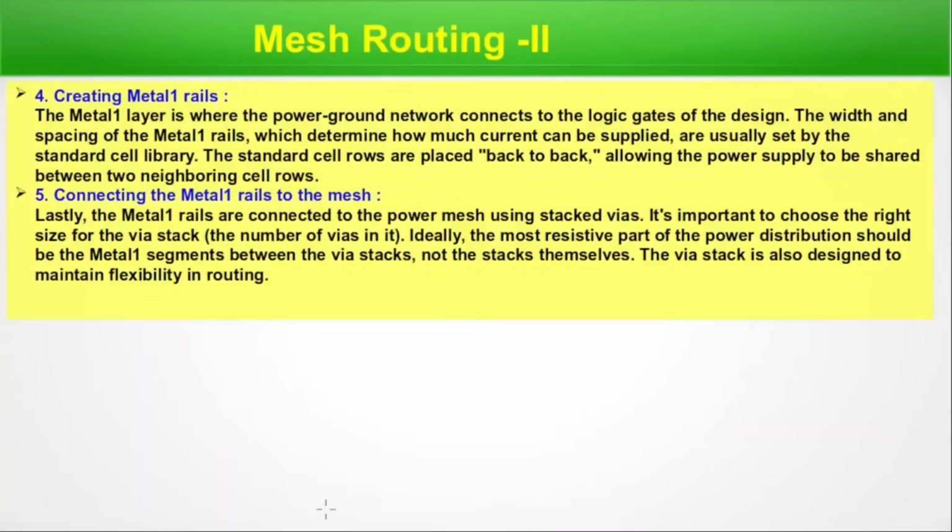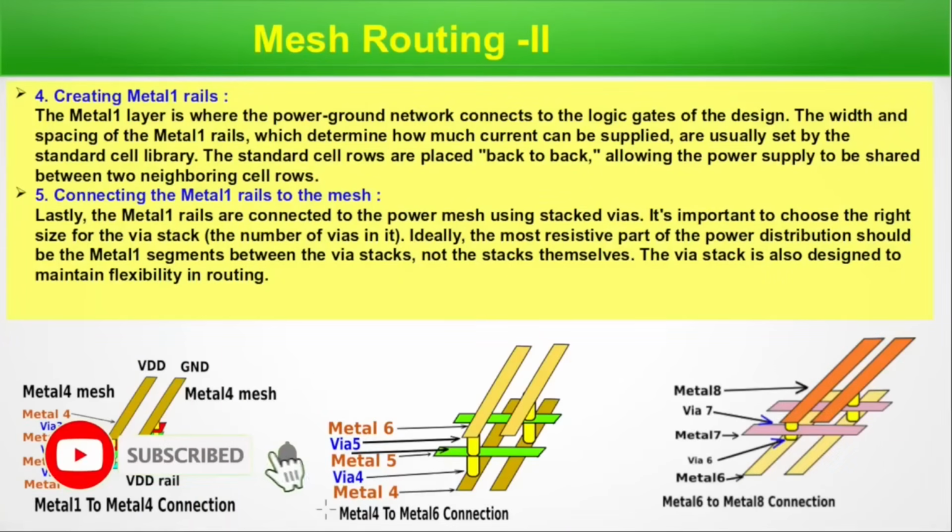After that, creating metal 1 rails. The metal 1 layer is where the power ground network connects to the logic gates of the design. Metal 1 to metal 4 connection is shown here. Metal 1 VDD rail, ground rail, then this is a via to metal 2, here via to metal 2, again via to metal 3, now metal 4 mesh. From metal 4, mesh started.